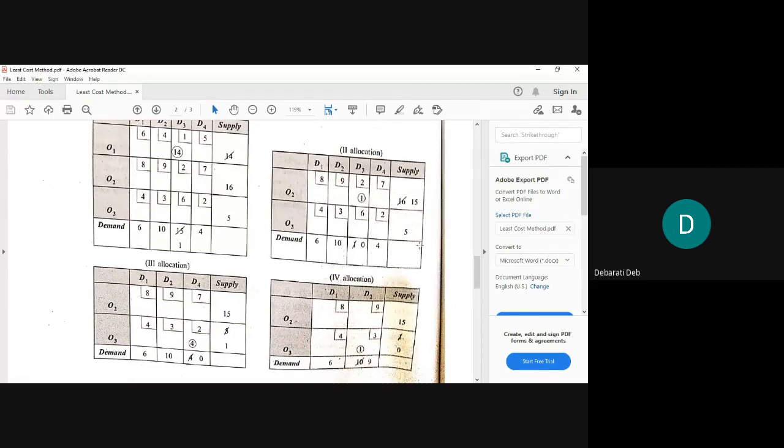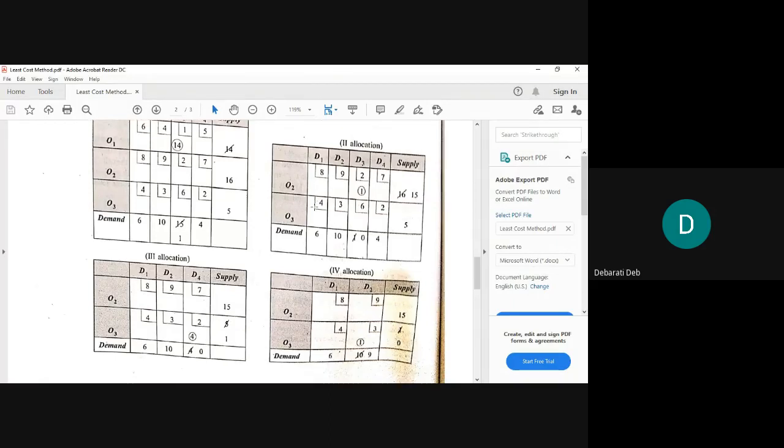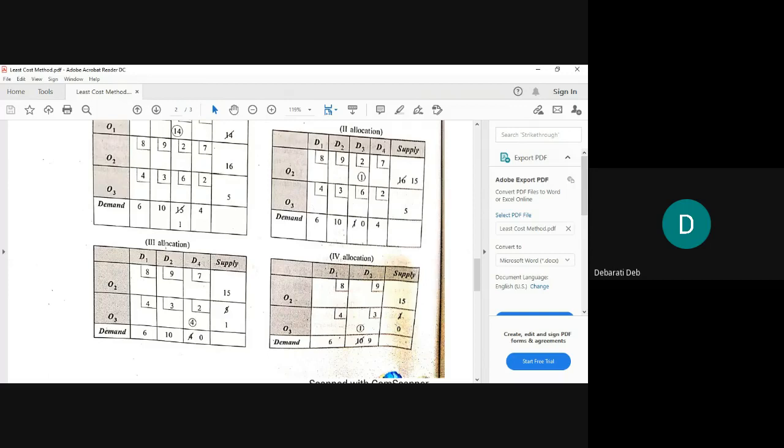Now what does it indicate? Which one will be omitted in the third allocation? Tell me. Unmute and tell me. D3, because we have exhausted the column D3. So when we are moving to the third allocation, D3 we will not write. But O2, O3 will be there and D1, D2 and D4 also will be there.